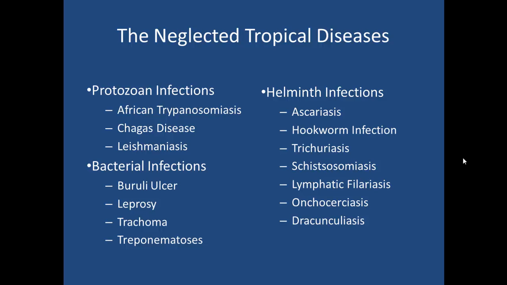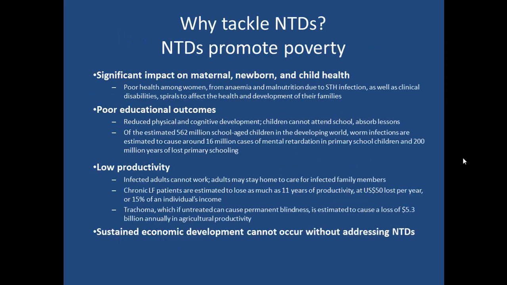The helminth infections, which are basically a type of worm, include ascariasis, hookworm infection, trichuriasis, schistosomiasis, lymphatic filariasis, onchocerciasis, and dracunculiasis. I'll get into each of these in more detail as well. We're going to focus on some of these, but not all of them, and I'll get into why I'm going to focus on them in just a second.